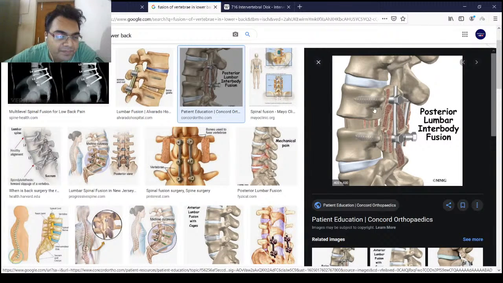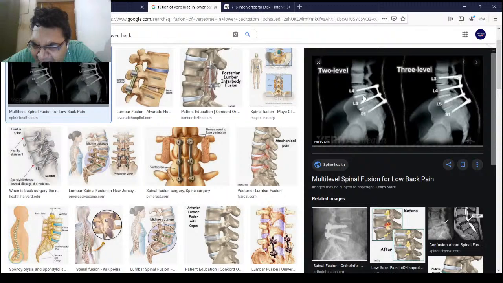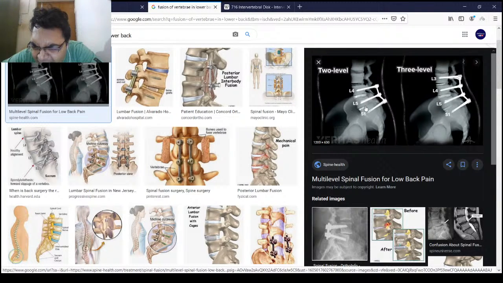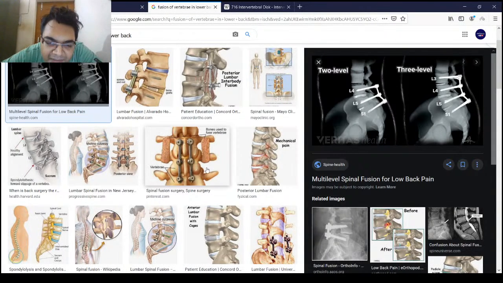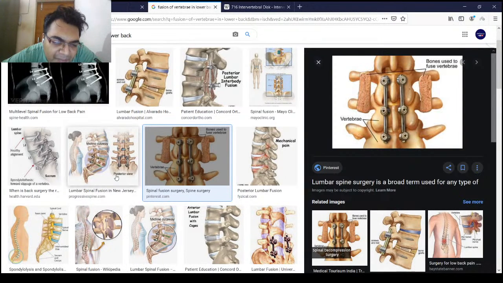You can see this X-ray image. The disc has completely disappeared here. It is disappearing badly. The disc is nowhere, a little bit is there here, and here the disc has disappeared completely. You can see those operation pictures here also. So the fusion keeps on happening, lumbar fusion.